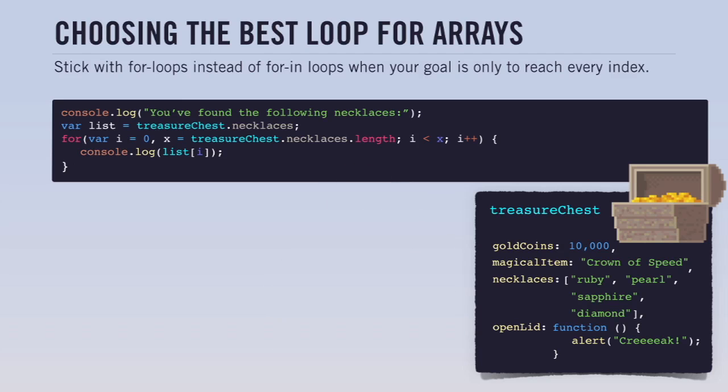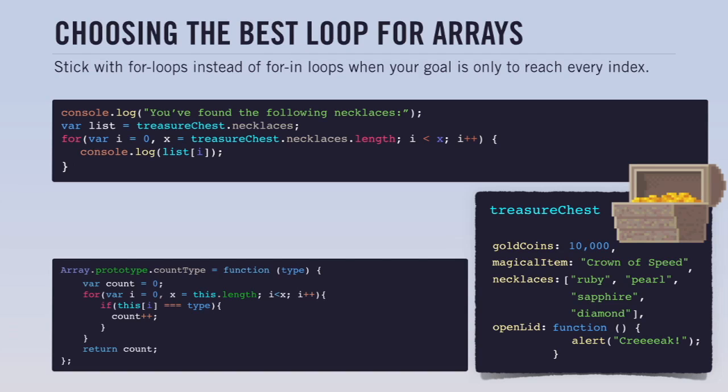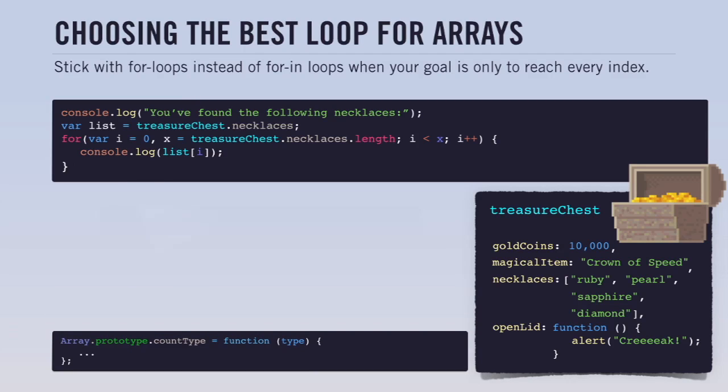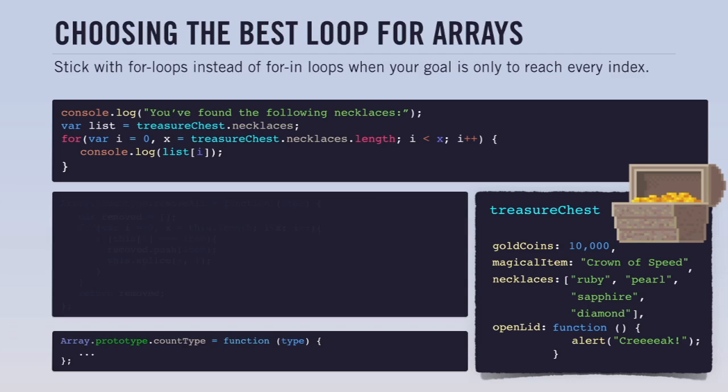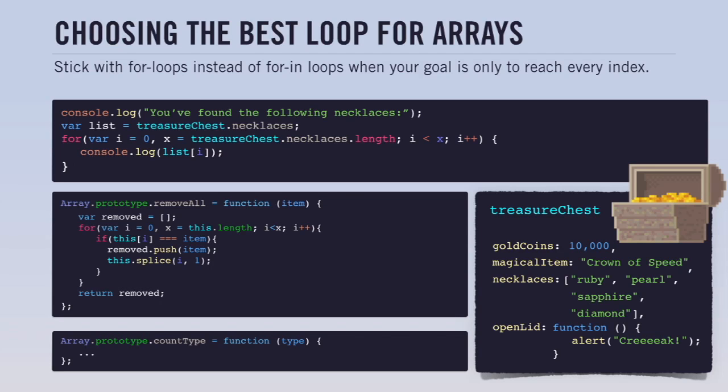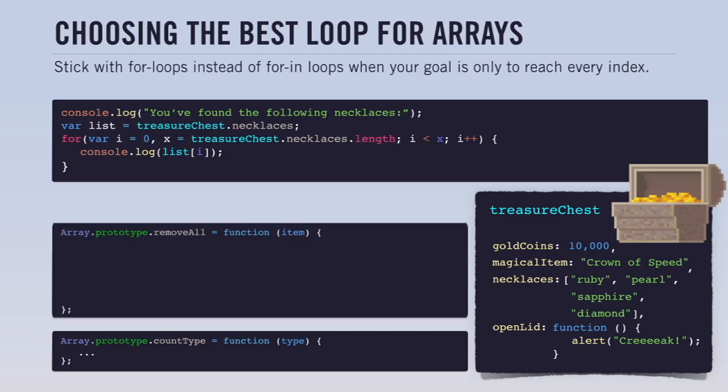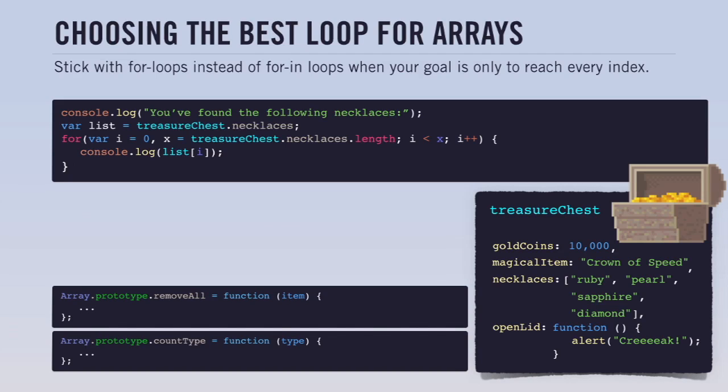Here we go. Here we have a new method on the array prototype called countType, and you don't really care what it does or what the code is inside this function. You just need to know that it would now be available to all arrays inside of our program, including that necklace array over inside the treasure chest. We'll scoot that down, and we'll also add another prototype method called removeAll. You don't care what it does, but you can check it out later if you'd like. Just know that it's another array method that we have added to the array prototype.